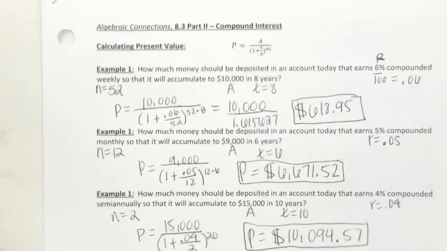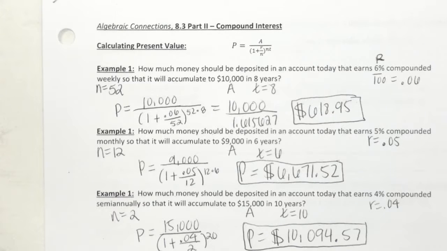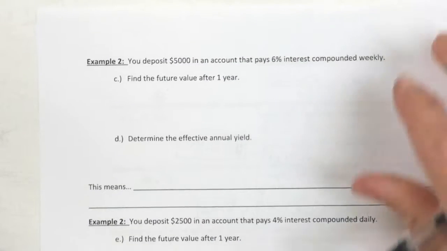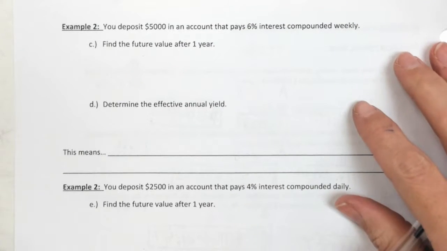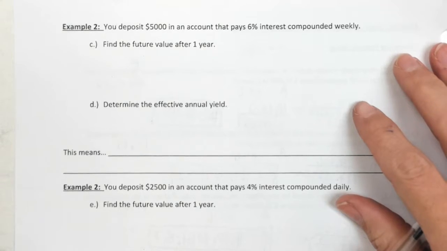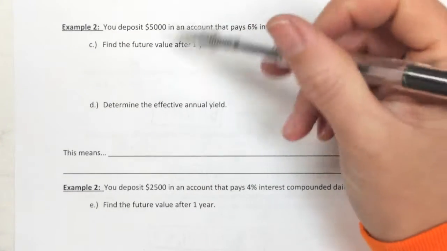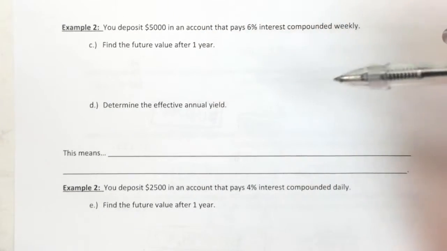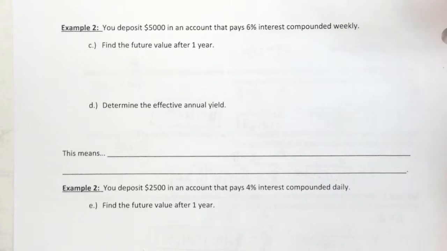Alright, next page. Alright, so still working out the same type of problem. It says you deposit $5,000 in an account that pays 6% interest compounded weekly. We're going to find the future value first, then the effective annual yield, then we're going to write what that means.